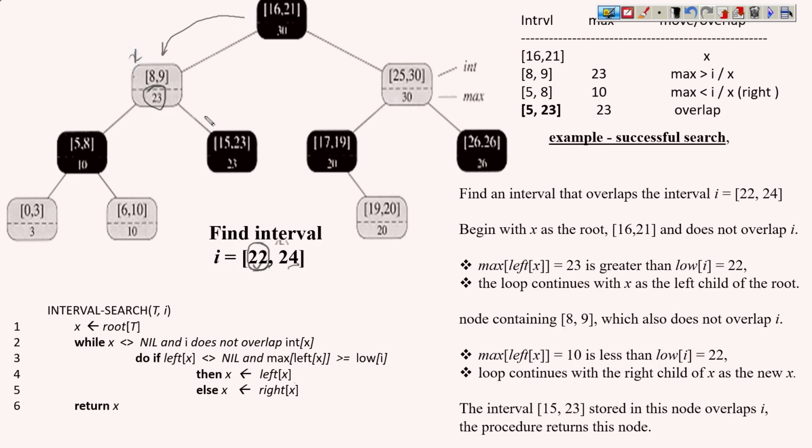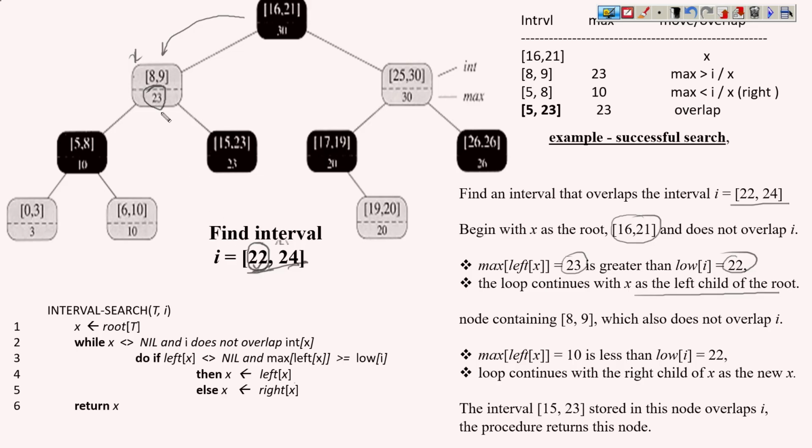The same thing is mentioned here. We start with the root node and then we find this is 23. 23 is more than 22. So we go to the left child of the root and we are here. Again, we need to see whether it is overlapping with the requirement. We are looking for 22, 24. This is 8, 9. So the high value, the maximum value of this, is less than the low value of this. That means both the intervals are not overlapping.